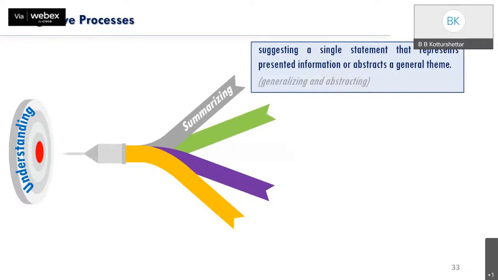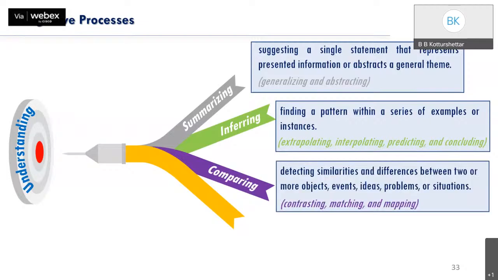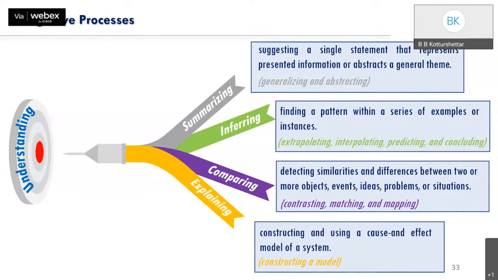So the next 4 processes: summarizing. The terms generalizing and abstracting can be used alternatively. Then the next one is inferring, that is finding a pattern within a series of examples. You can also use the terms extrapolate, interpolate, predict, conclude. Then comparing, that is detecting similarities and differences between two or more objects, events, etc. You can use the words contrast, match, or map. And the last is explaining, that is constructing and using a cause and effect model of a system.